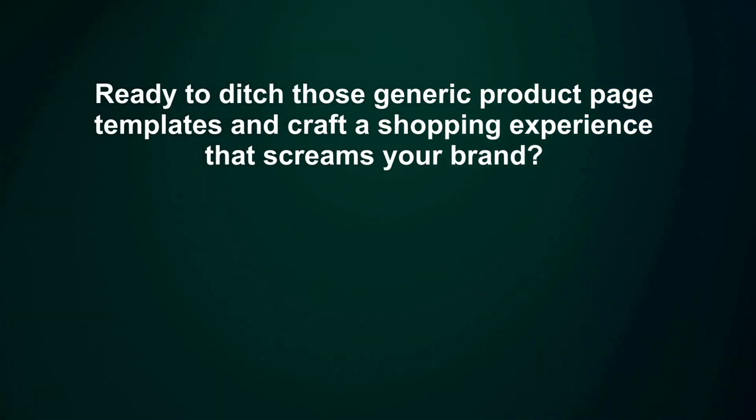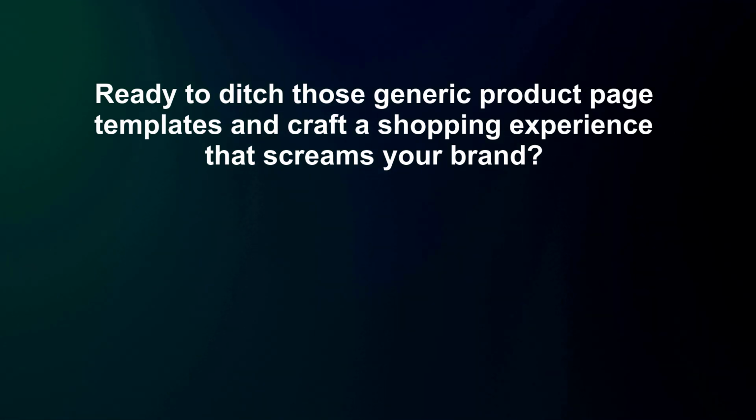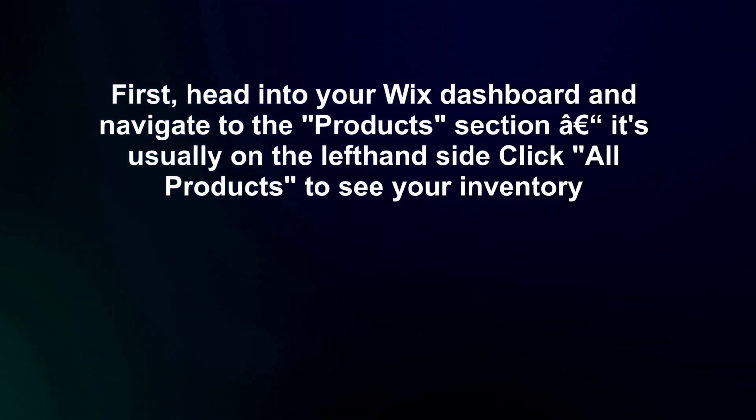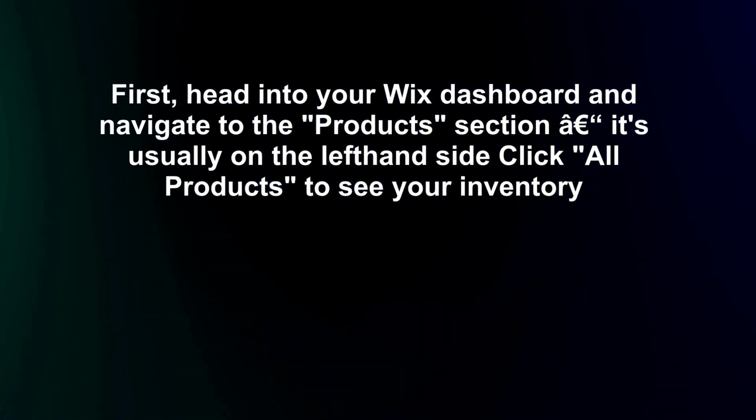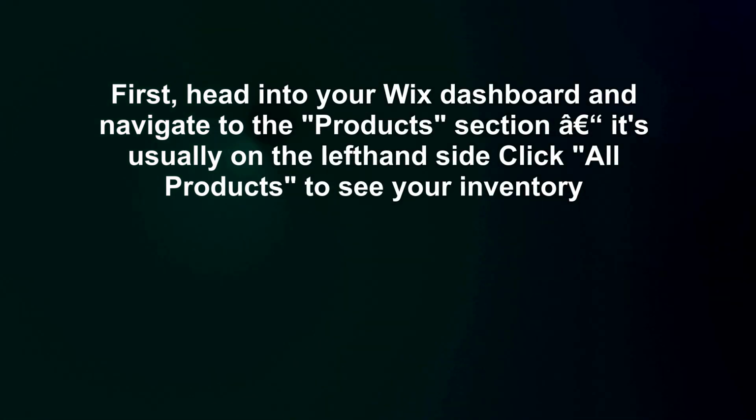Ready to ditch those generic product page templates and craft a shopping experience that screams your brand? First, head into your Wix dashboard and navigate to the Products section. It's usually on the left-hand side. Click All Products to see your inventory.